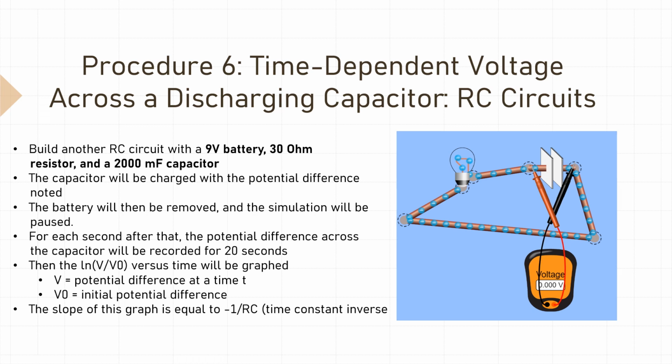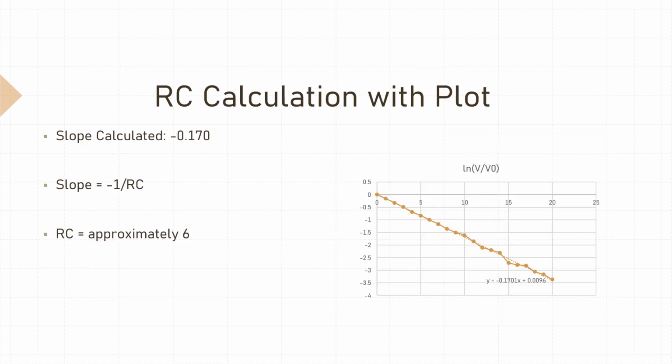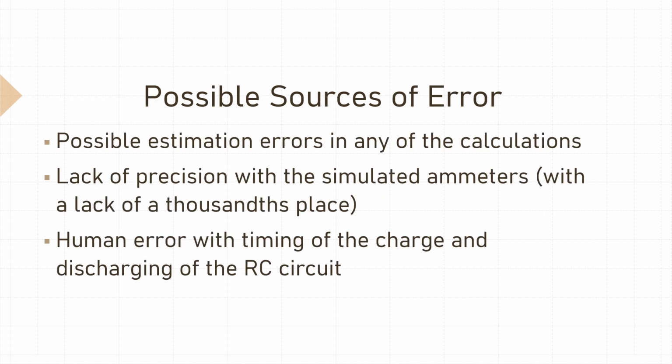the capacitor is charged and the battery is removed, and then for 20 seconds the potential difference across the capacitor is recorded. Then a natural log of V over V naught versus time data set will be graphed, and the slope of this graph is equal to -1 over RC. The slope I found was -0.17, which means that the RC value is approximately.